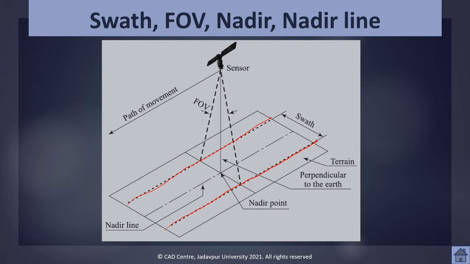Now what is nadir or nadir point? The nadir is the point which is directly beneath the sensor while scanning. And the nadir line is a line parallel to the swath lines and that passes through the nadir point. And as you can see, the sensor is moving in this direction and the scanning will also be performed in this direction continuously.